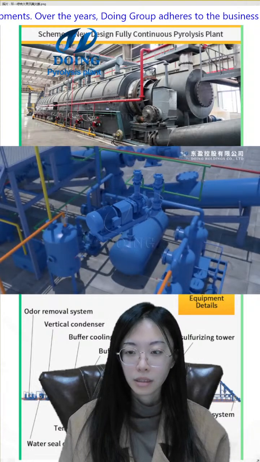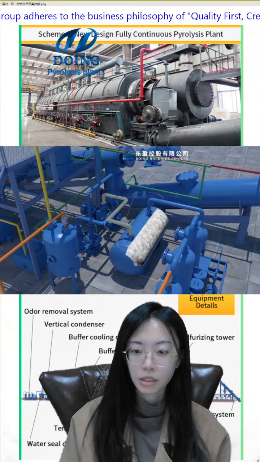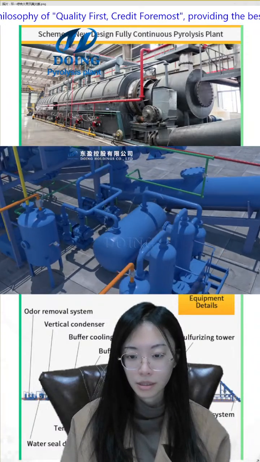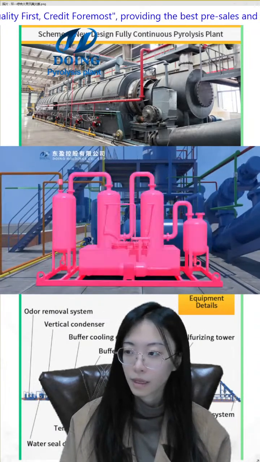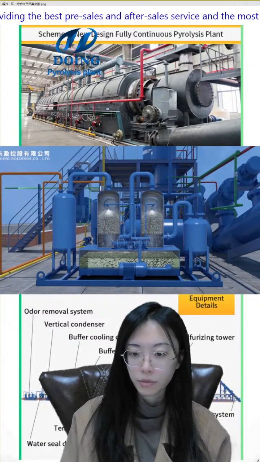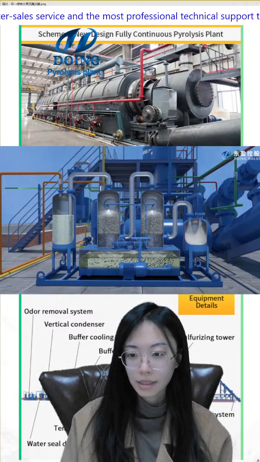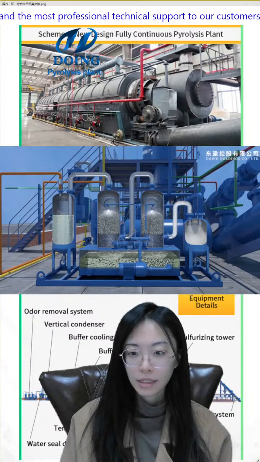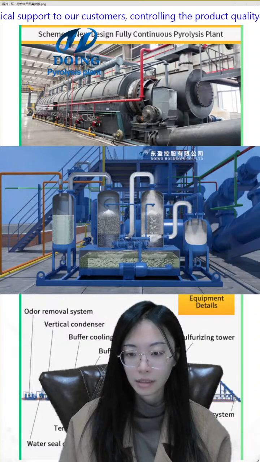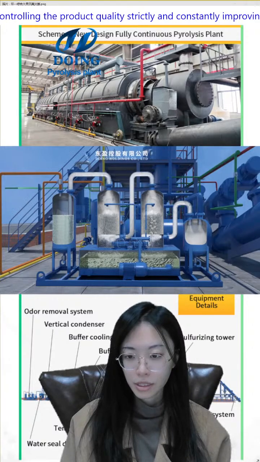And this is the negative pressure device to get this kind of oil gas out and come into the condensation system. And this is a purification system, the odor removal system to purify this tail gas. And the tail gas, they can burn as a heating energy at this pyrolysis system, so it can save our heating energy.